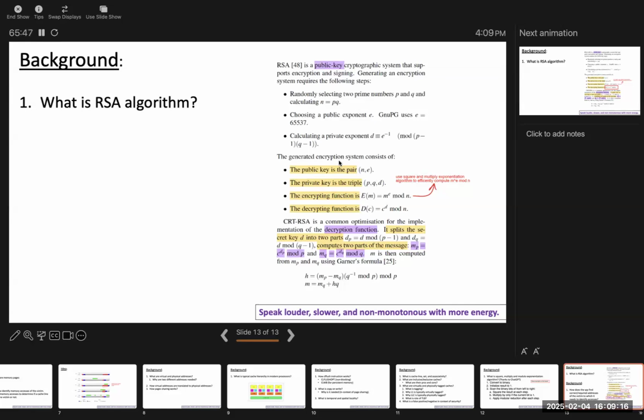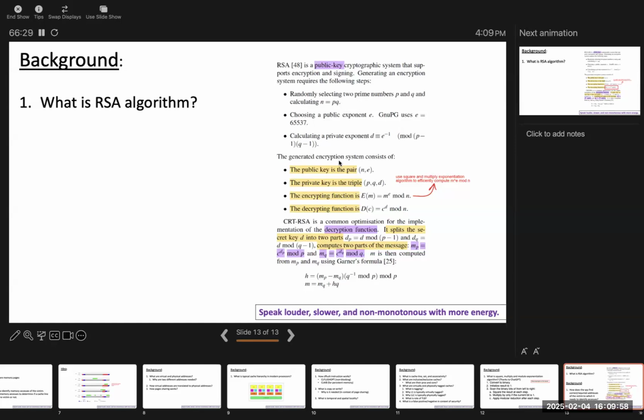So the issue is the way they have implemented RSA, or the software or the library they are using in demonstrating their attack. That library uses an optimization on RSA, which is named CRT, or Chinese remainder theorem. For implementing the decryption function, they separate the secret key D into two parts, DP and DQ. DP is defined as D mod (P minus 1), and DQ is defined as D mod (Q minus 1).